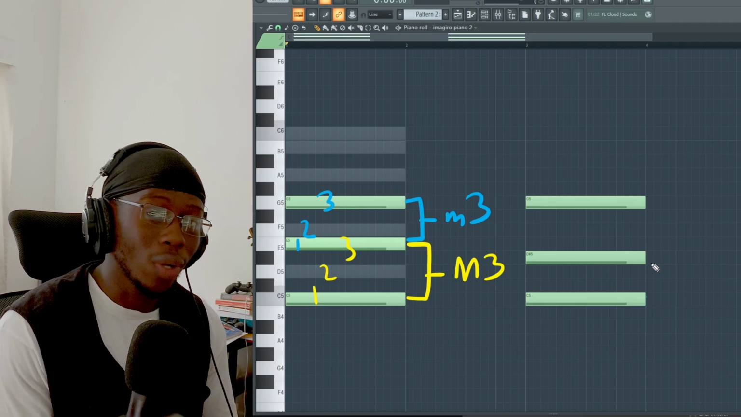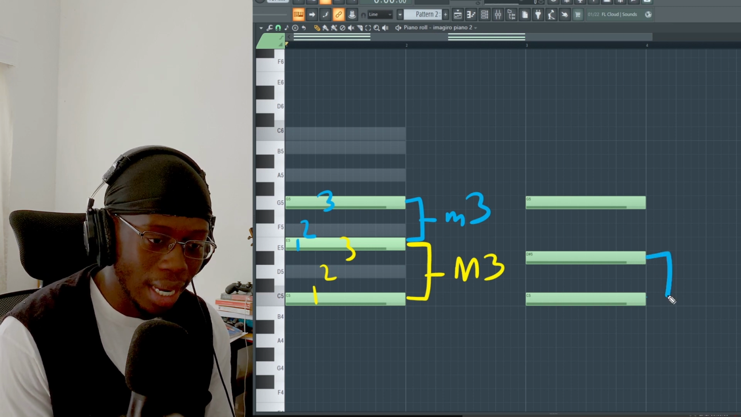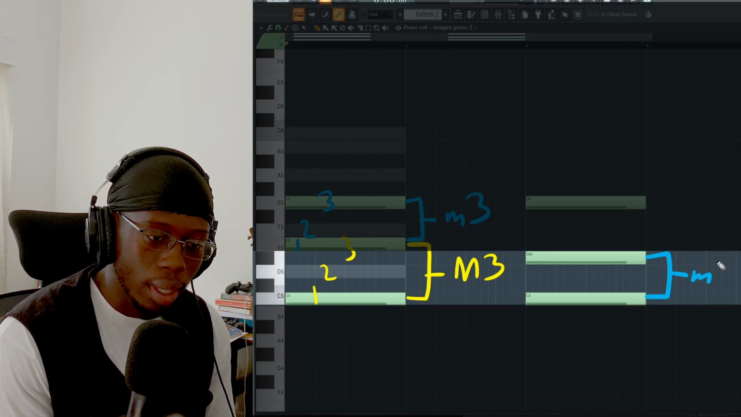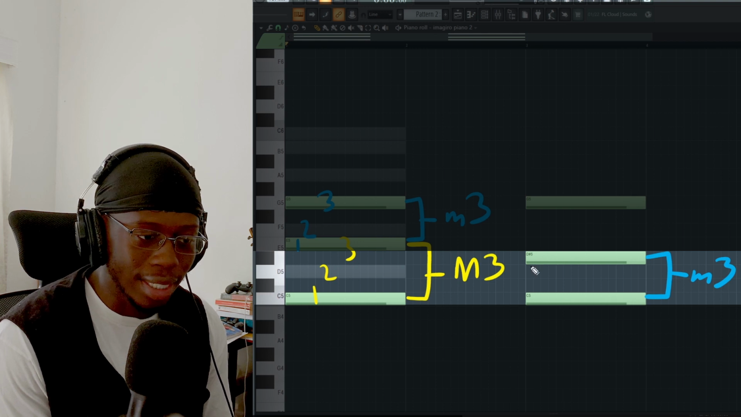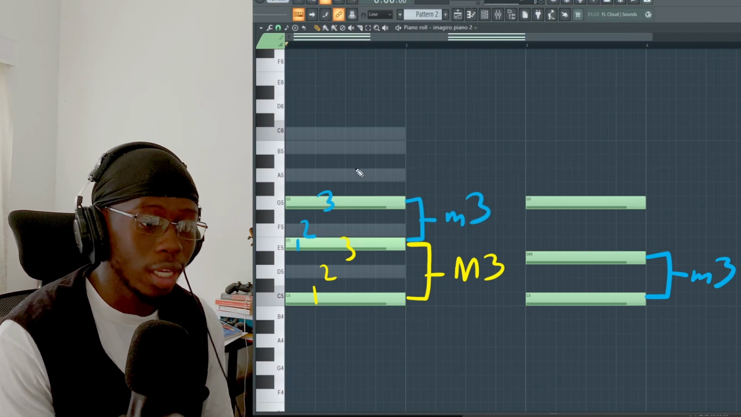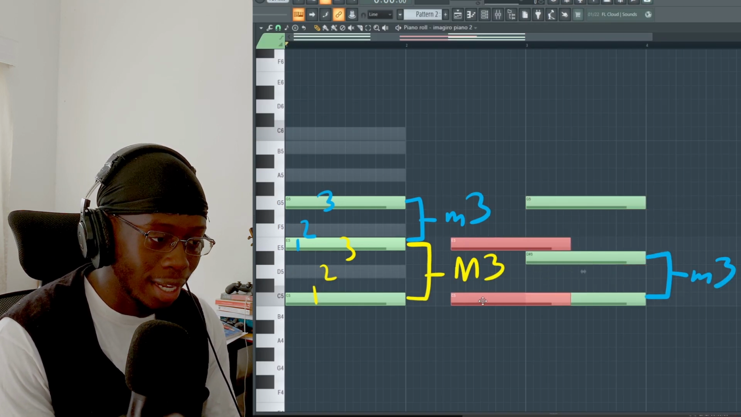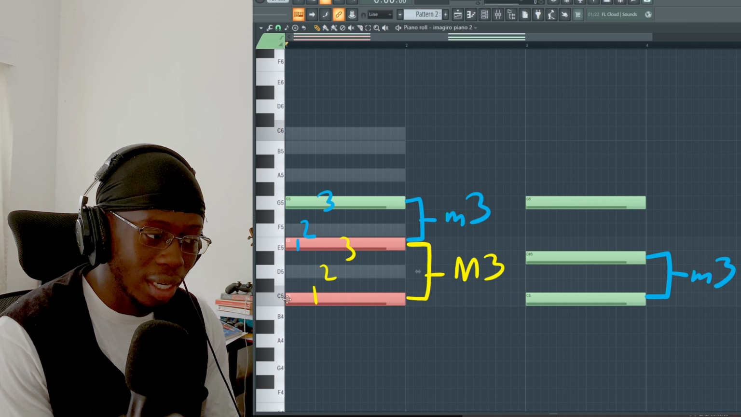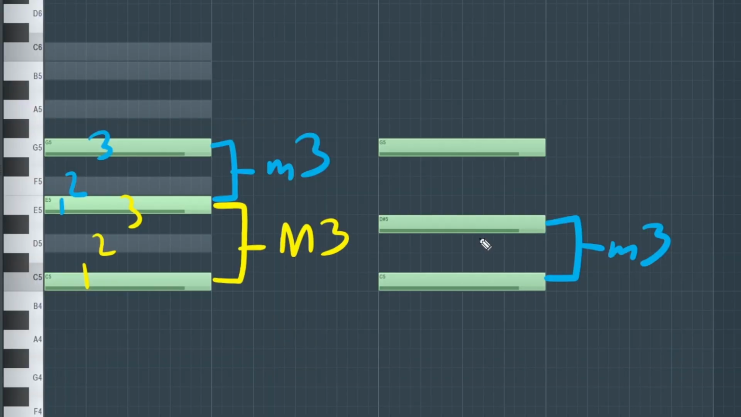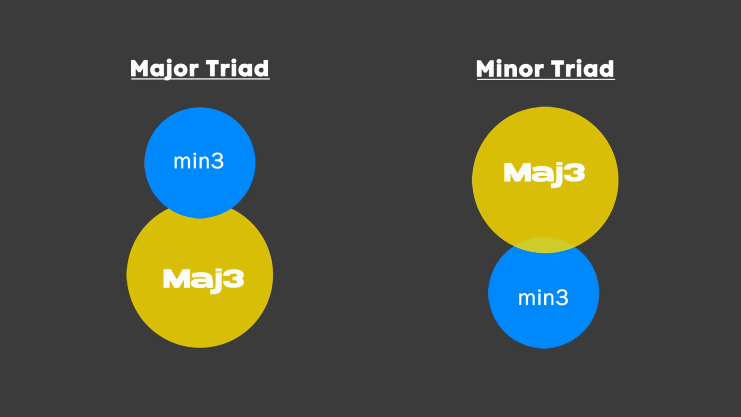So let us take a closer look at the intervals of the minor triad. And we just discussed that this was a minor third, because it was a major third that has been taken down by semitone to become a minor third. But what about the interval that is on top of it? Well, this one right here, if I was to duplicate it and put it there, it fits perfectly into the major third. So this interval right here is a major third. So we have a major third on top of a minor third this time.